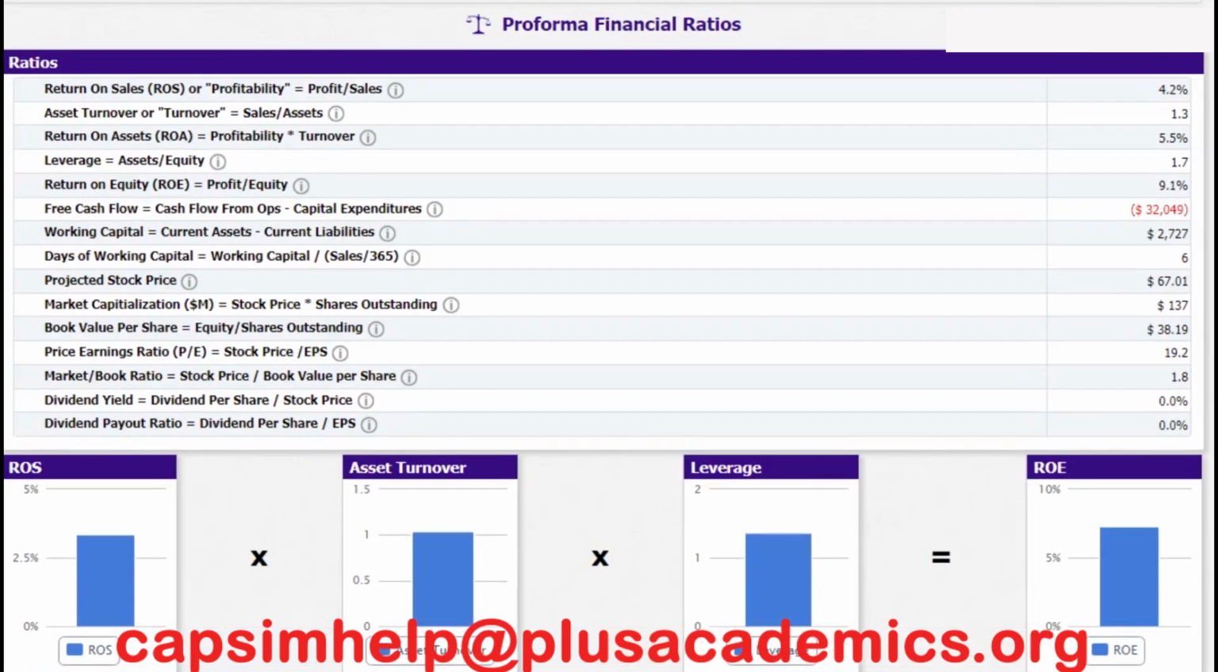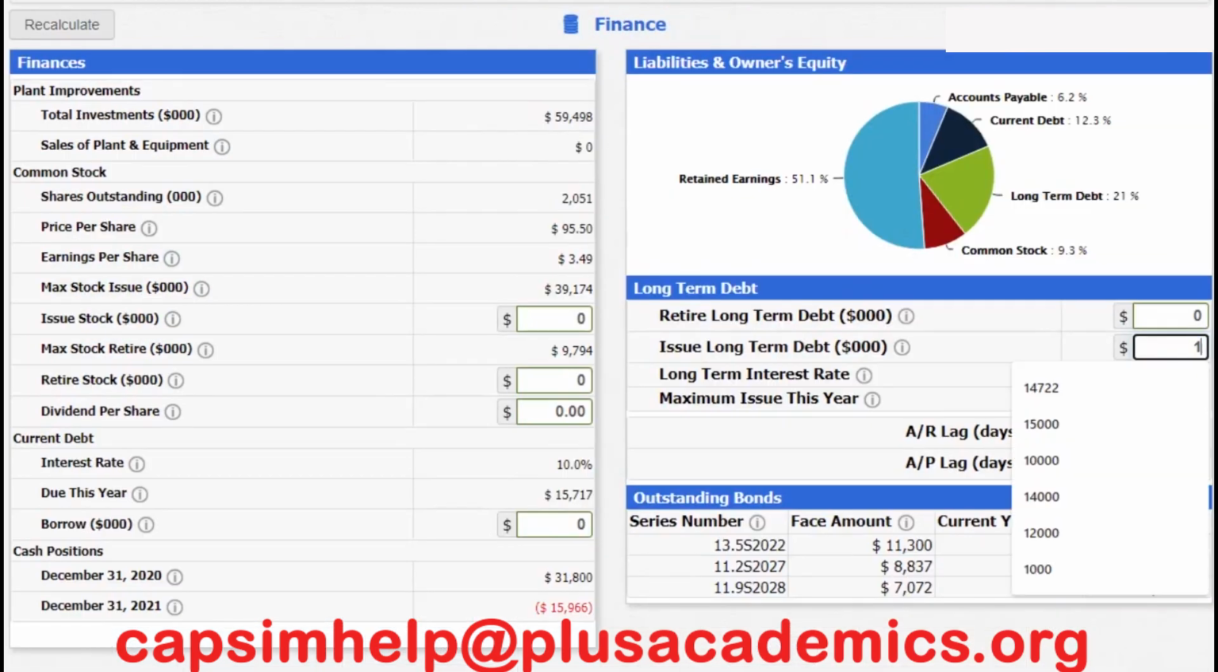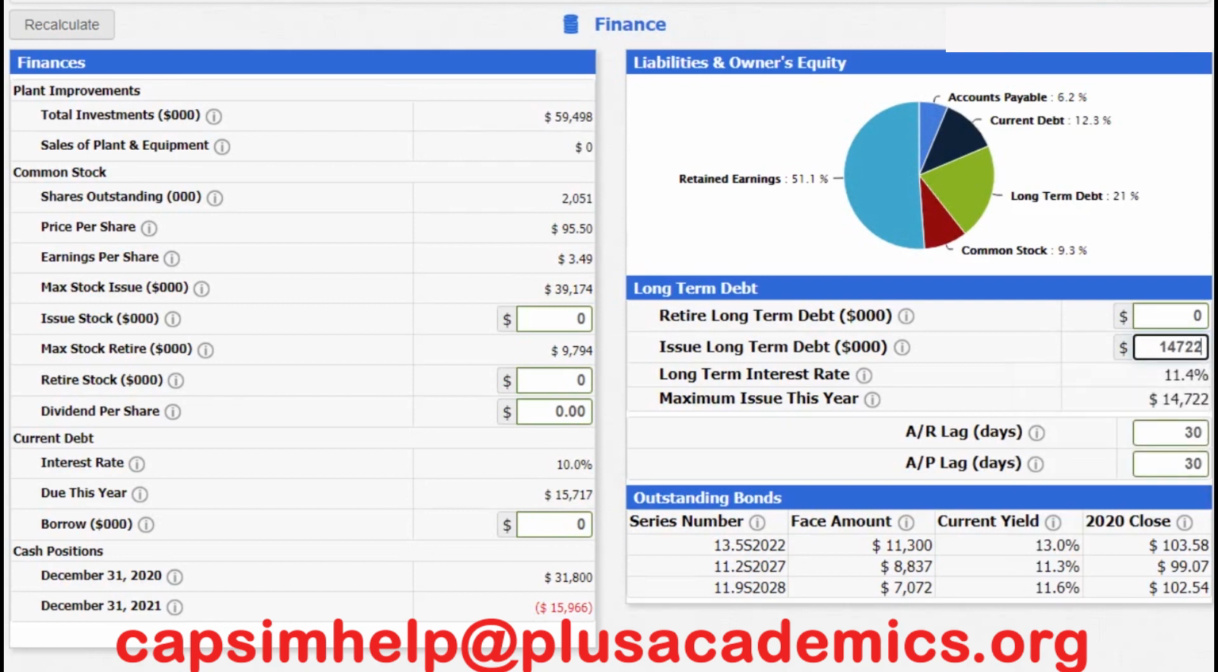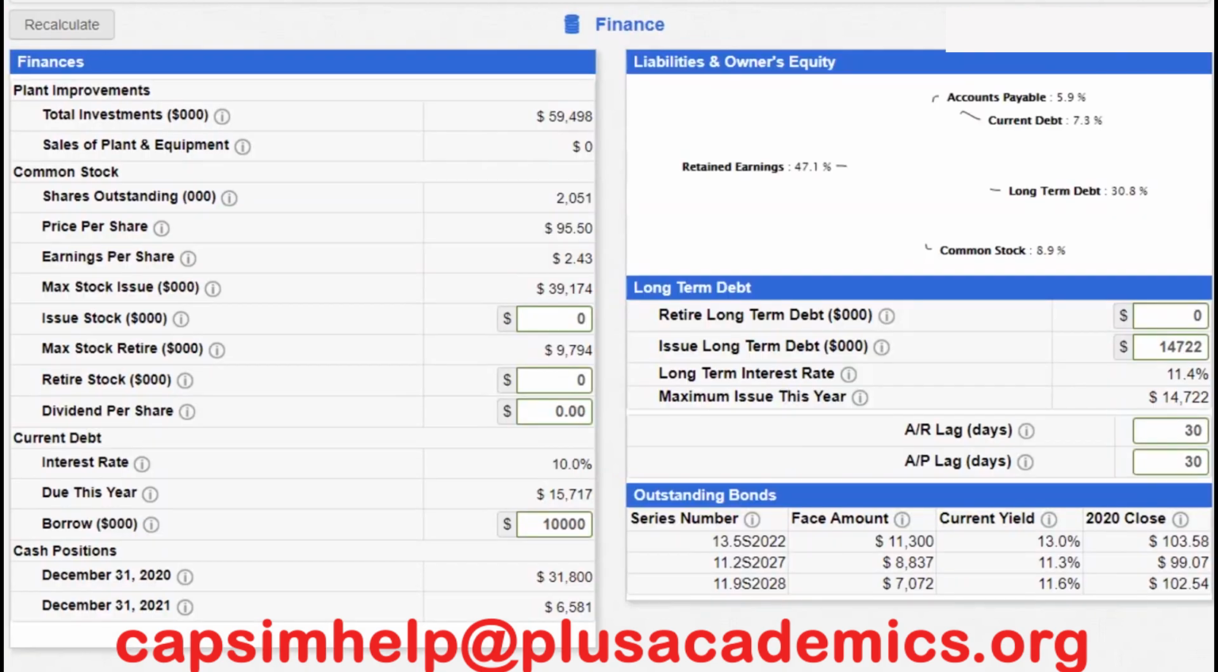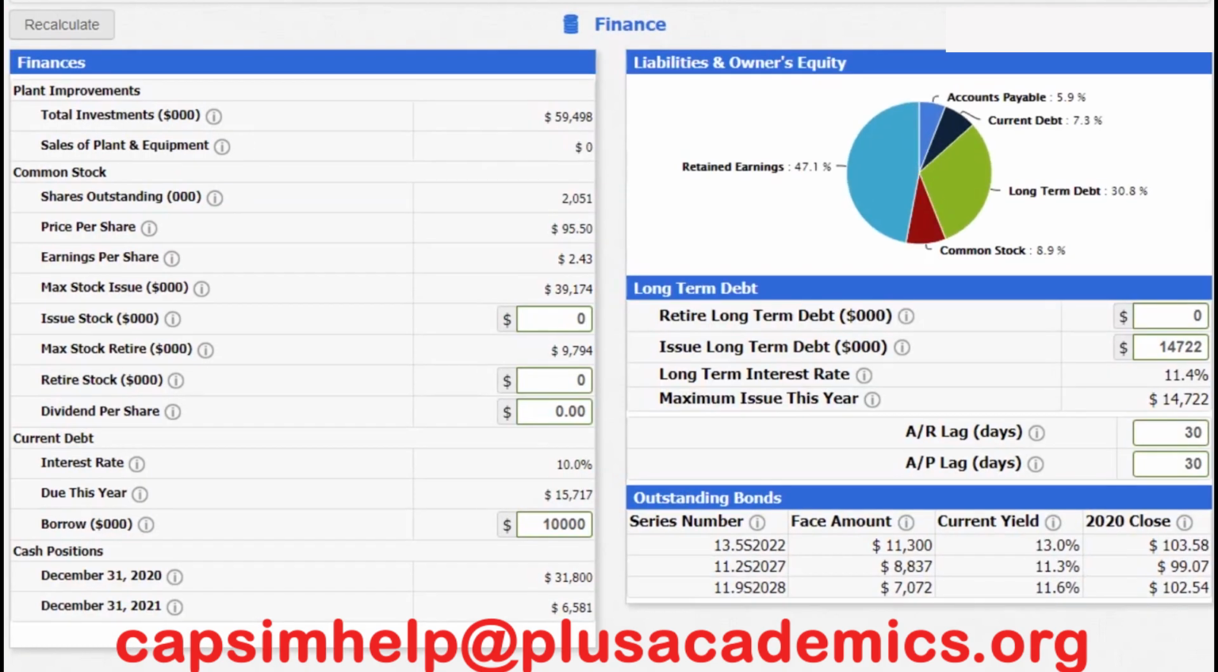Now finance. For finance we issued long-term debt amounting to 14,722. We also issued borrowing amounting to 10,000. By doing so, we'll be able to balance our financial structure, and still we'll have some good amount that will be remaining as at 31st December.